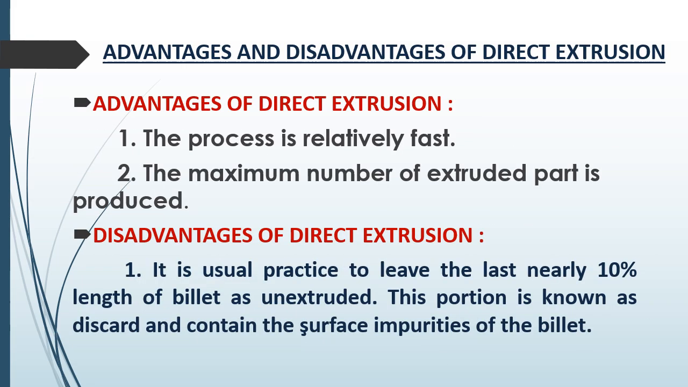So in this slide, we can see the advantages and disadvantages of direct extrusion. The advantage of direct extrusion is that this process is relatively fast as compared to the other processes. The maximum number of extruded parts is produced. In this process, we can produce a maximum number of parts. The disadvantage of direct extrusion is that it is usually practiced to leave nearly 10% of billet as unextruded. The portion is known as discard and contains some impurities of the billet.